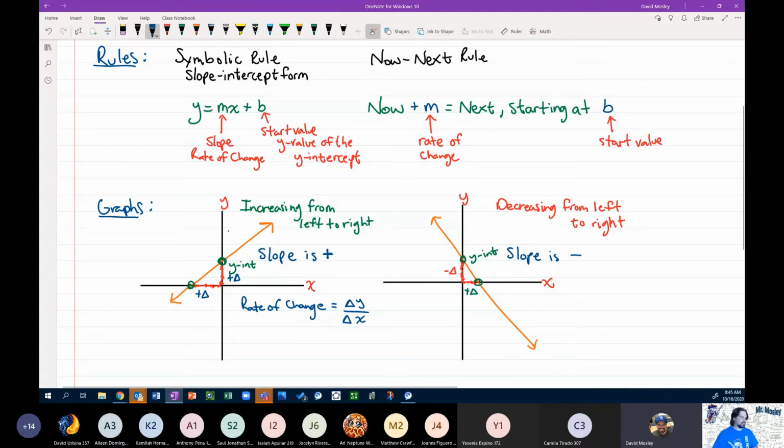Okay, so again, rate of change, change in y, change in x, and we can find the y-intercept just by looking at the graph. So we have our points, the things we need to write the rule based on a graph, given a graph. Okay.